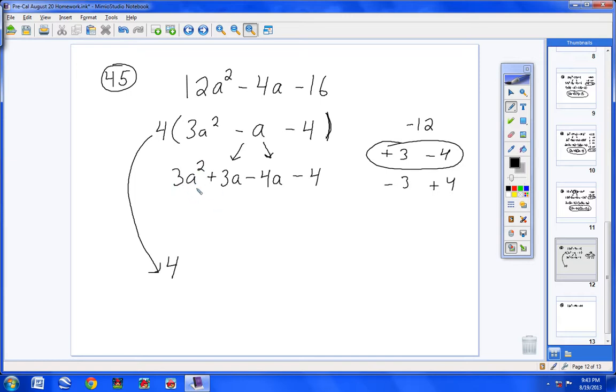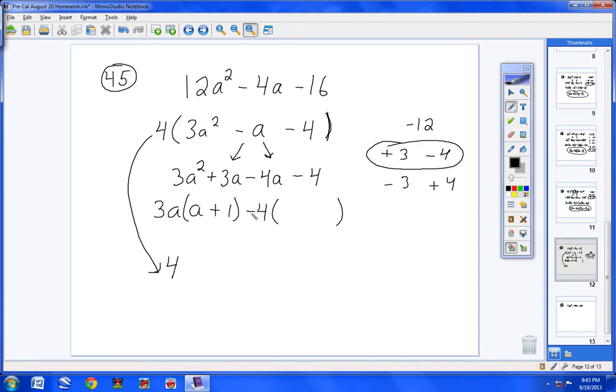Now, what goes into 3 and 3 evenly? Well, 3 does, and I can pull 1a out, so I'm left with 3a times a is 3a squared, and 3a times 1 is 3a. Now, remember when we look at our last 2 terms, whenever this is negative, I want to always pull out a negative sign there, okay? So I'm going to put a negative. What goes into 4 and 4 evenly? Well, 4 does. I do not have an a in both terms, so I cannot put an a.